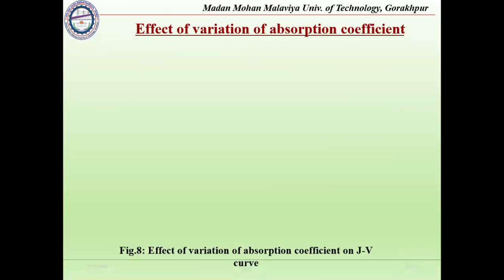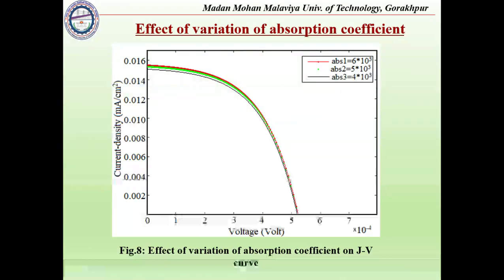Now, what is the effect of the absorption coefficient on this dye-sensitized solar cell? This graph reveals that the performance of the dye-sensitized solar cell depends on the absorption coefficient in an exponential nature, and to see a significant change in the performance curve, we have to vary the absorption coefficient by the order of 10 to the power 3.